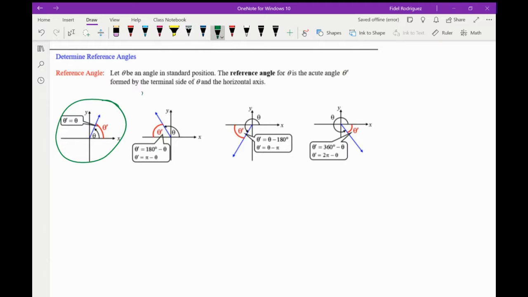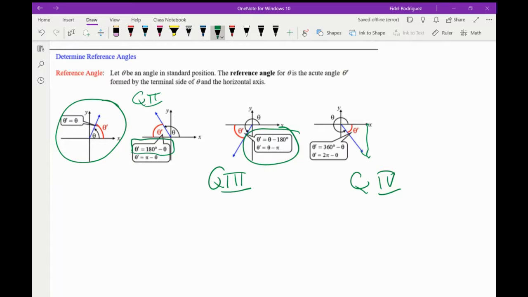But when our angle is in quadrant 2, the way I find my reference angle is going to be 180 minus whatever my angle happens to be. If we are in quadrant 3, the way we're going to find our reference angle is we're going to take whatever angle we have and subtract 180, right? And whenever we're in quadrant 4, the way we're going to find our reference angle is we're going to take 360 degrees minus whatever angle we have, okay? And these are the reference angles that we're looking at. So guys, what we're ending up with here is little triangles, right? Okay.